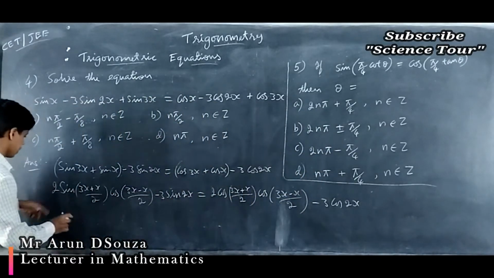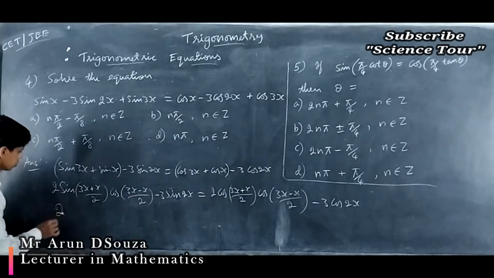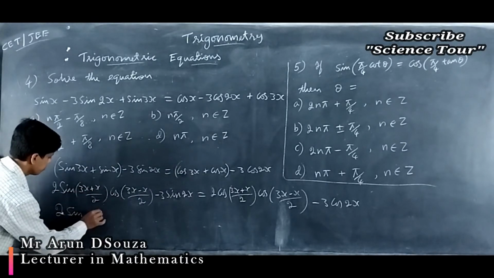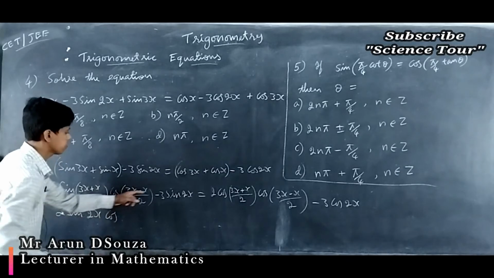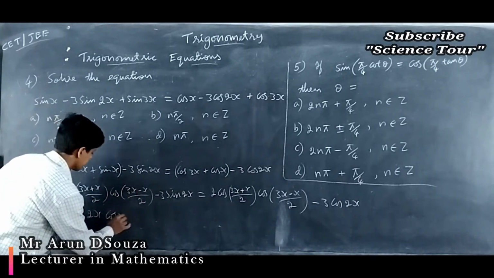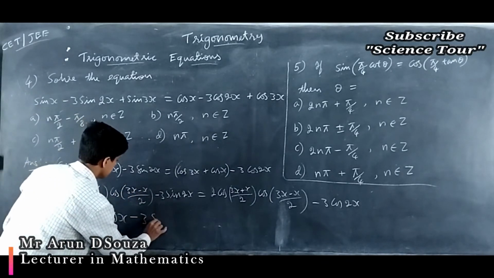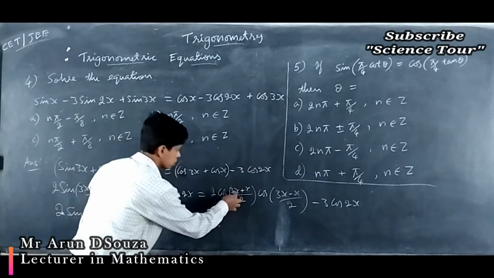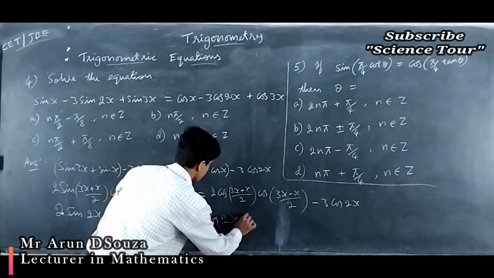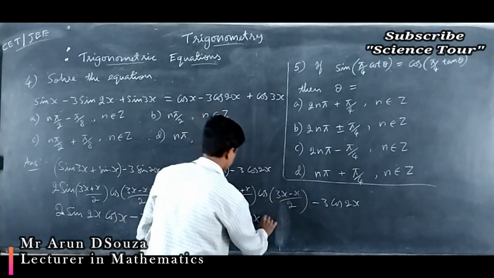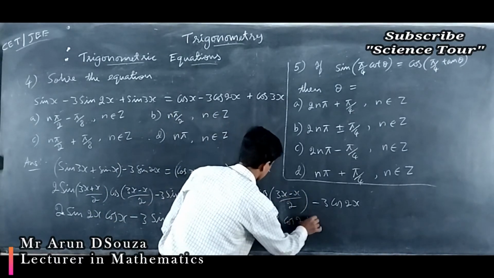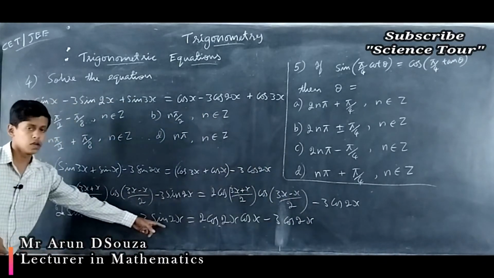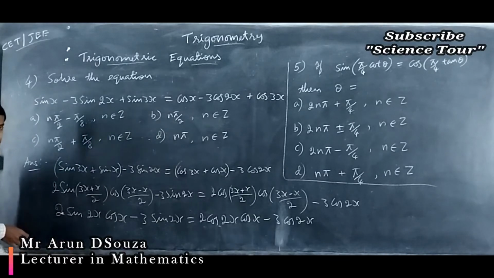Well, let us simplify quickly. So this is 2 sine of 4x by 2, so 2x, and here 3x minus x is 2x, 2x by 2 is x, and minus 3 sine 2x, which is equal to 2 cos 2x again, and here cos x, and minus 3 cos 2x. Look at this, you have cos 2x and cos 2x, take it common. Here you have sine 2x and sine 2x, take that also common.